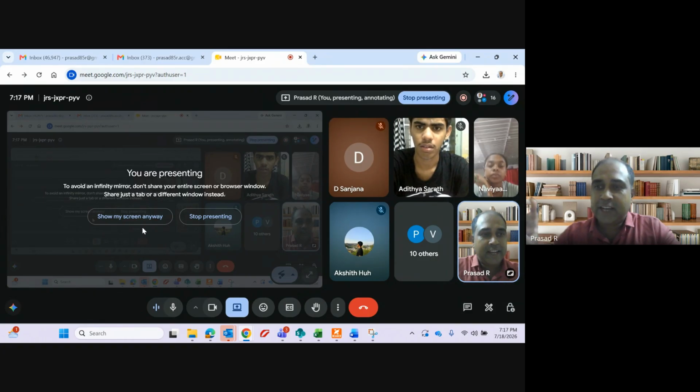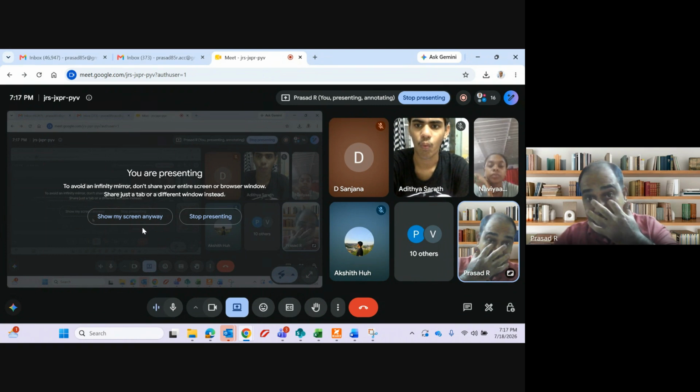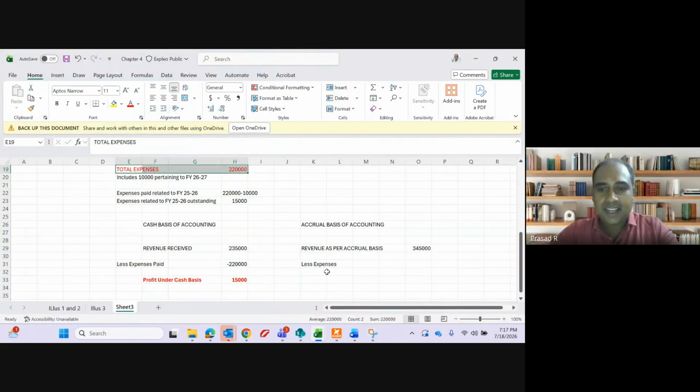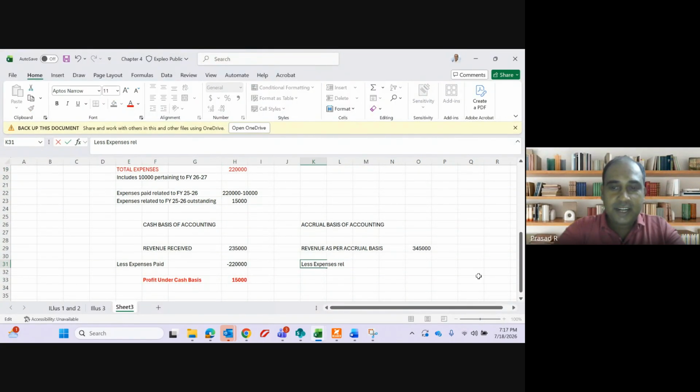In accrual basis, I can show only expenses for 12 months. Can I increase the number of months? Can I show next year's expenses in this year in accrual basis? No, sir. Not possible. So less expenses related to financial year 26-27. How much is that, guys? Minus 10,000. My total expenses is 2 lakh 20,000.